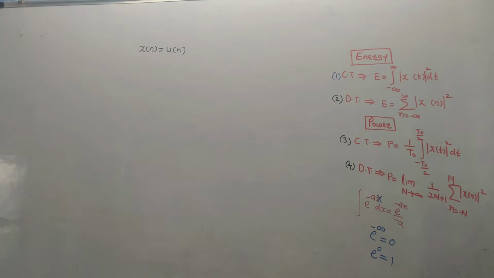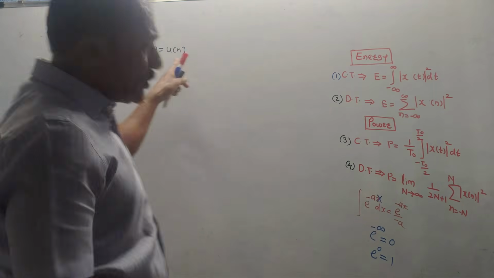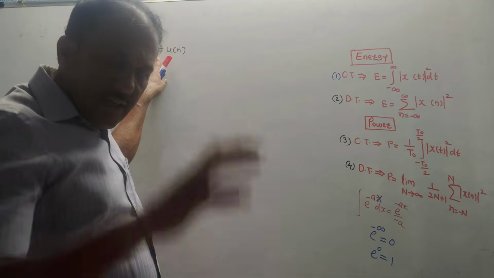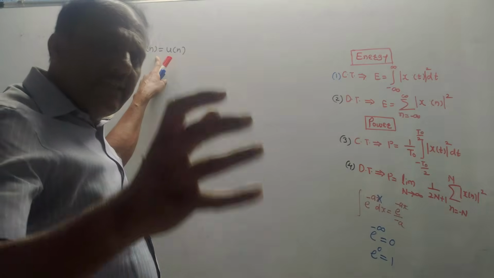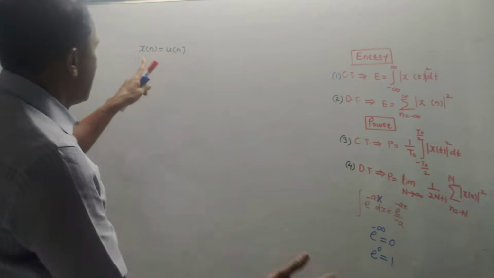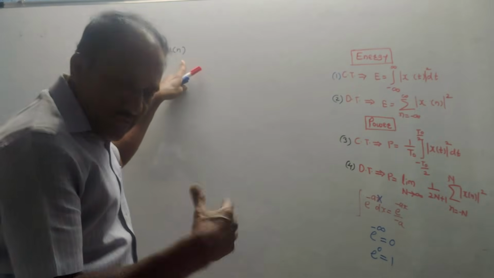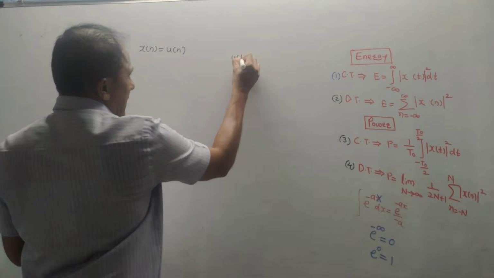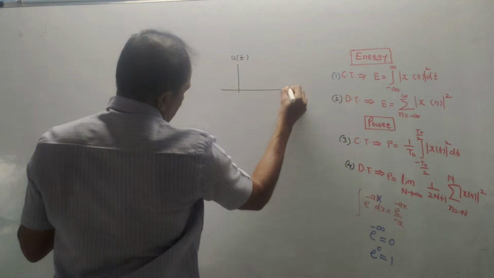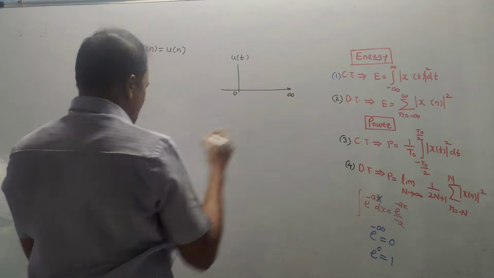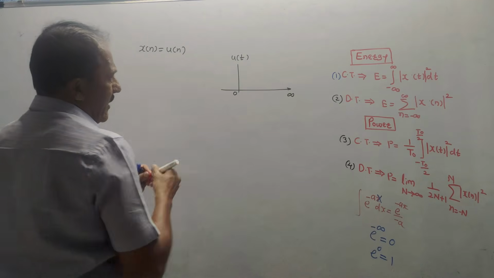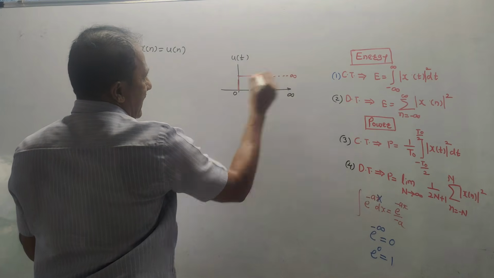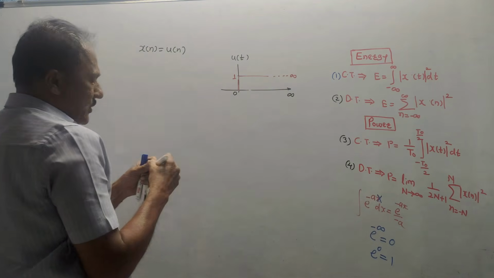So this is the way to solve numericals related to calculation of energy of a signal. Next question is x of n is equal to u of n. Now x of n notation is there. As I mentioned earlier, if n notation is there, it is a discrete signal, that is a DT signal. Given equation is u of n. I have told you the concept of u of t. U of t is the unit step. The signal is present from 0 to infinity, and everywhere the amplitude of this signal is 1. This is the diagram for u of t, that is the unit step.